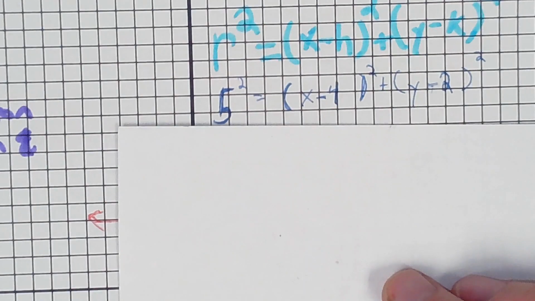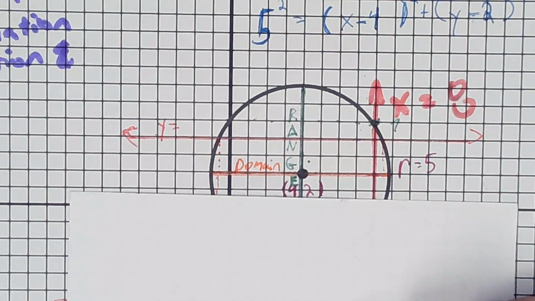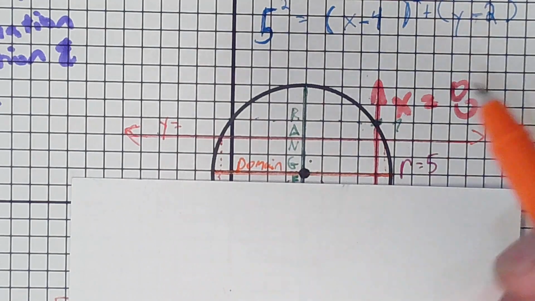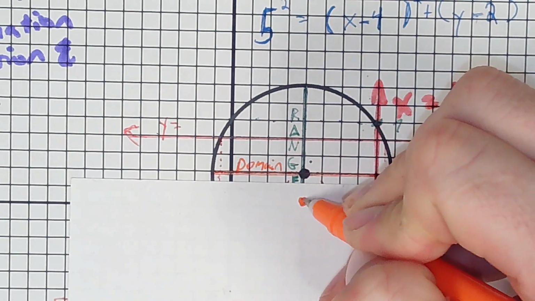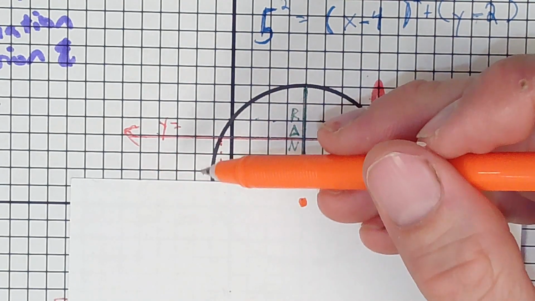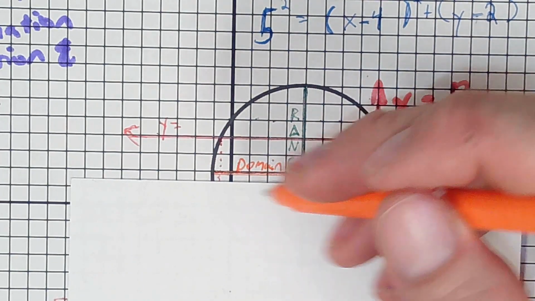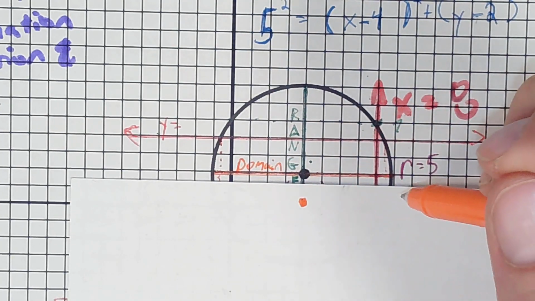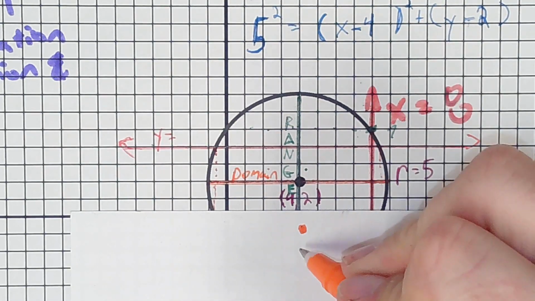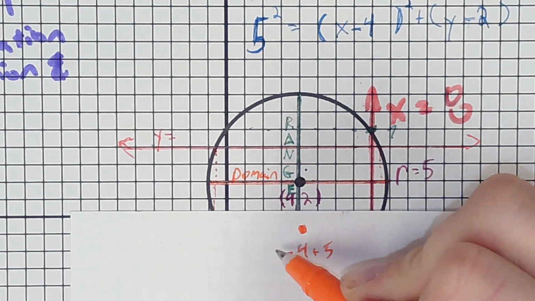For this one, if I want to figure out the range and domain, I can look at it on paper here. My center point is here, and my domain is just my left and right x value, the maximum and minimum dimension of my circle. Right? It's my diameter in the x direction, which is my center point plus my radius, and my center point minus my radius. So my center point is 4, so it's going to be 4 plus 5 and 4 minus 5.